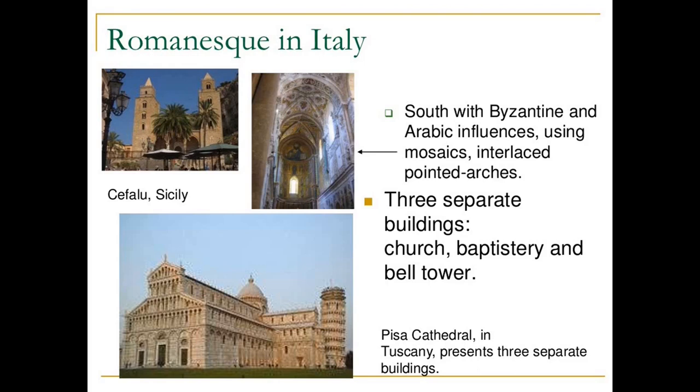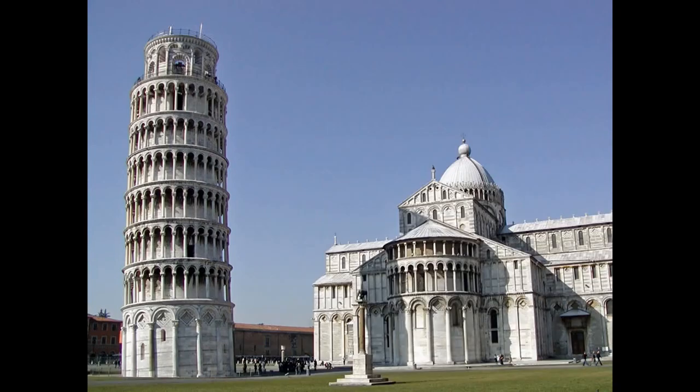We'll see here that usually the church consisted of such a kind of architectural composition of three separate buildings: church, baptistery, and bell tower, that were located close to each other, but anyway they were not attached to each other. Here in the slide below we can see Pisa Cathedral in Tuscany. It presents three separate buildings also. Here we can see it in the slide.